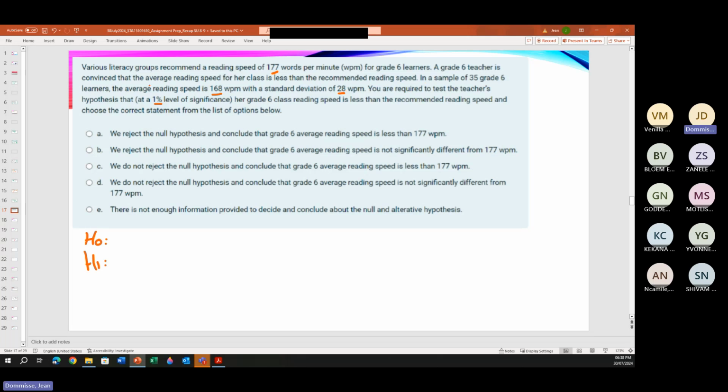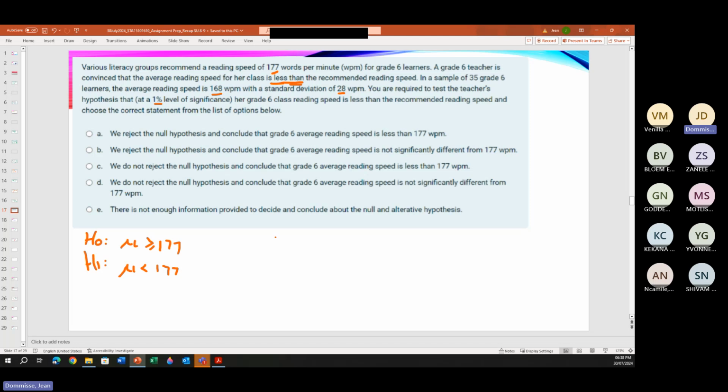A grade 6 teacher is convinced that the average reading speed for her class is less than 177. So that already tells us where your mean might be: the null is bigger or equal to 177. She thinks that it is less than 177. That is her belief, less than.